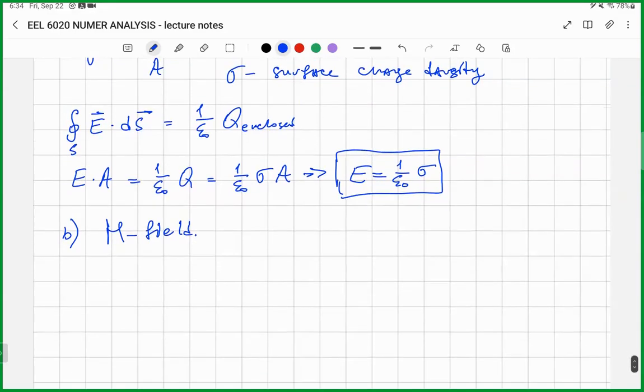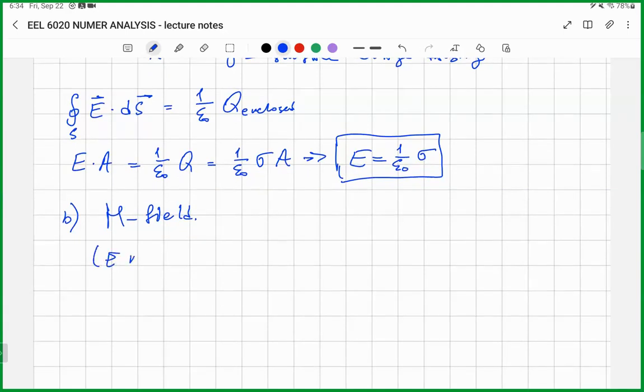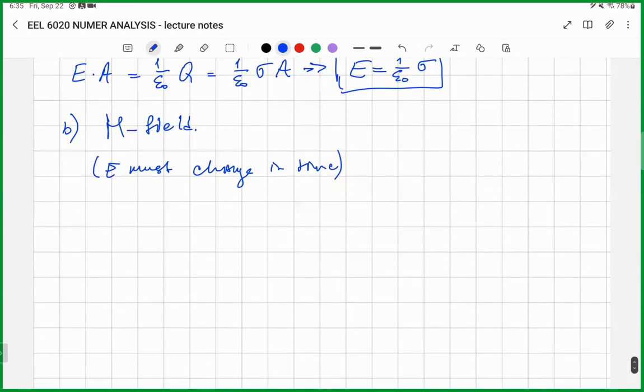The H field inside the capacitor can exist if the electric field changes in time. So the electric field must change in time. Otherwise, because there are no charges between the plates, hence no DC current, hence no magnetic field. Only the electric field changing in time can create the magnetic field inside of the capacitor. Otherwise, this magnetic field will be zero.